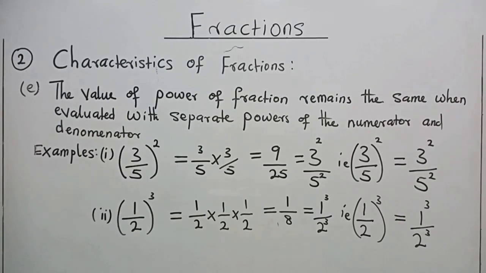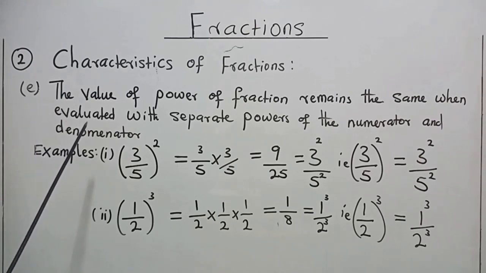Here are the examples. Example 1 goes this way: 3 over 5, together all to the power 2. That is, we are looking for the power of a fraction. This is power 2 of this fraction. And so we are simply saying that the value we are going to get from this is the same thing if we separate this 3 and this 5 and still get their powers. This is the implication of this statement in connection with this example.